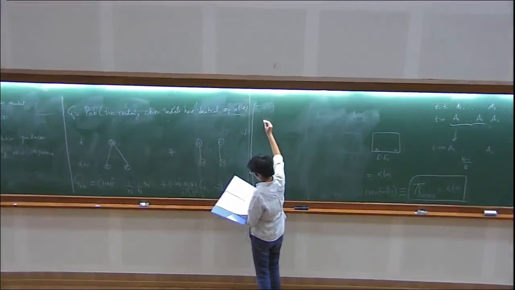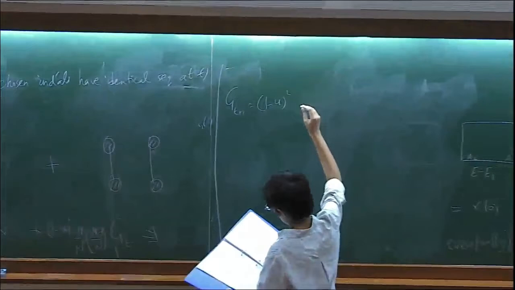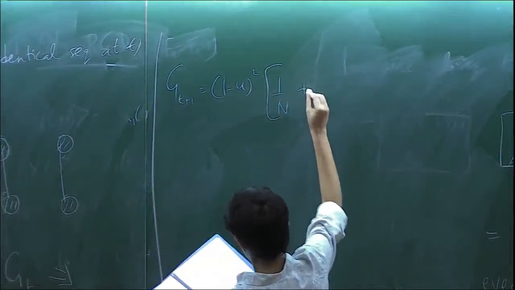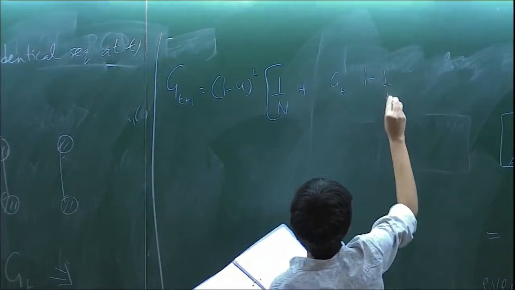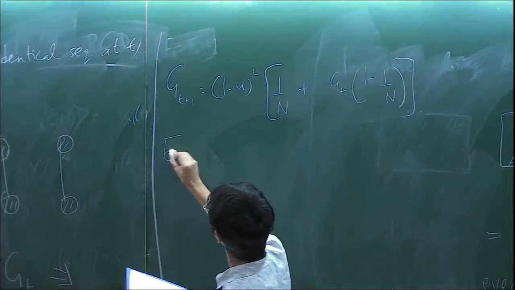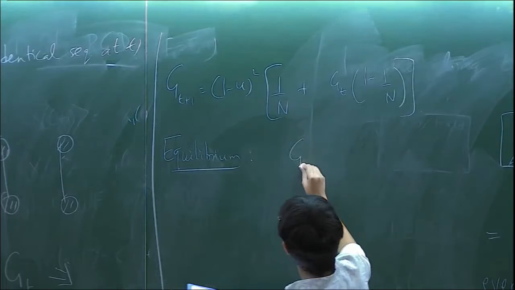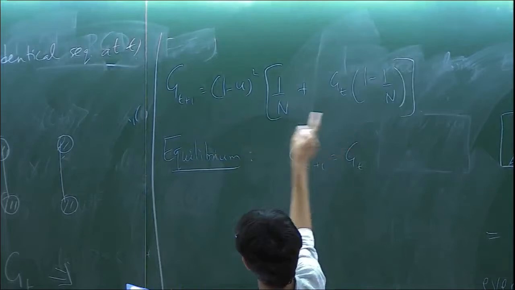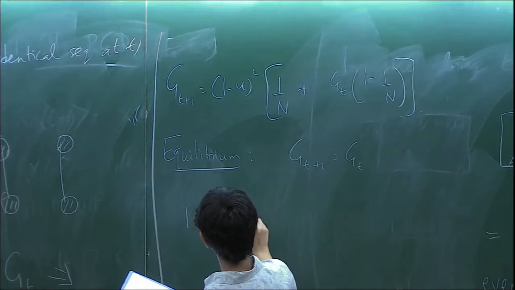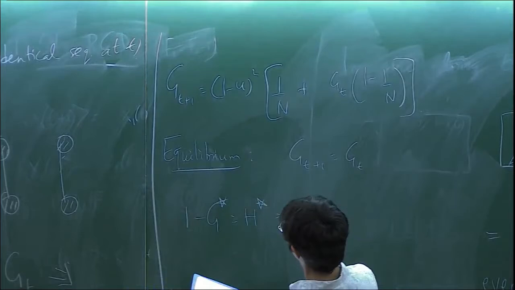So we put everything together. Okay. And in the equilibrium, G_{t+1} is the same as G_t. That's the meaning of our equilibrium. So therefore, if you solve this equation, then 1 minus G star equals H star. That's a symbol which is used in books. That's why I'm using it. It turns out to be a small mu.